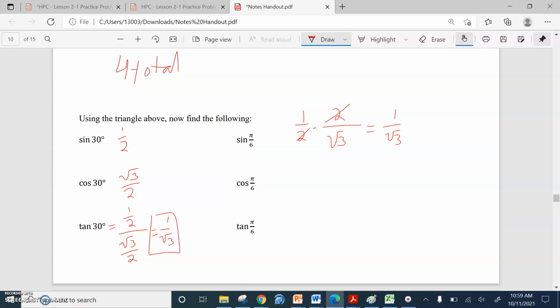Or there is another answer we would accept, and that is if we were to multiply this by square root of 3 over the square root of 3. So we're really multiplying the answer by 1. But what happens is 1 times the square root of 3 becomes the square root of 3, but square root of 3 times the square root of 3 is just 3. So we would also accept the answer. It's the rationalized answer, square root of 3 over 3.